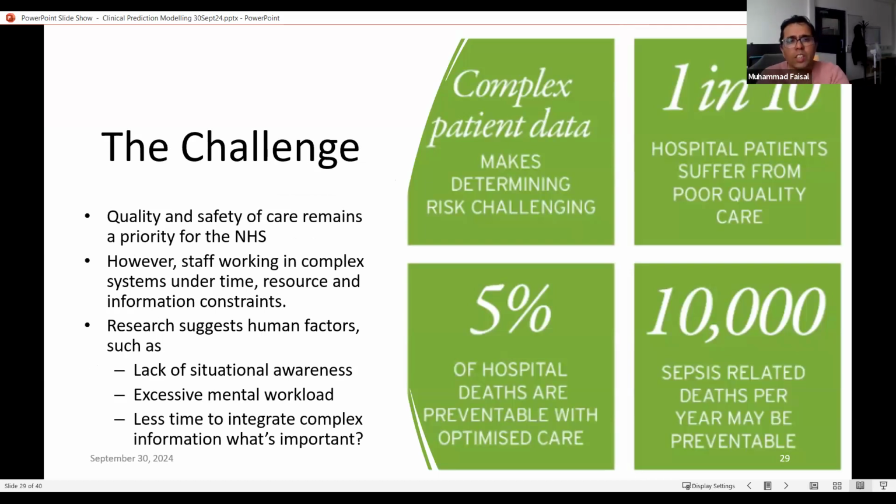As you know, one of the challenges in quality and safety is avoidable mortality, and most of these mortalities come from sepsis. That is clinical deterioration: how do we identify people in a complex environment where clinicians are full of workload? How can we use clinical prediction modeling to help them make better decisions, using information that's already available and routinely collected?